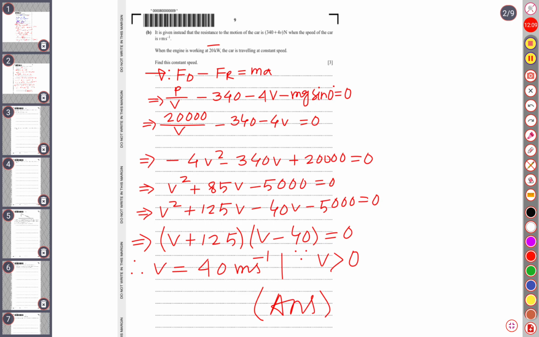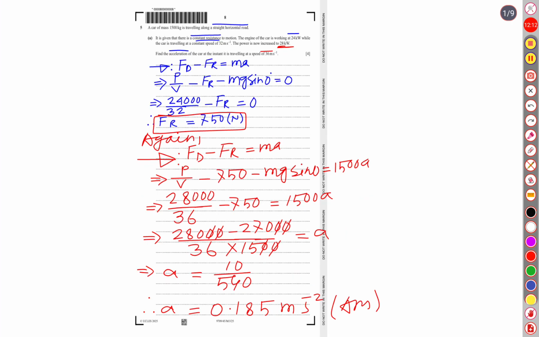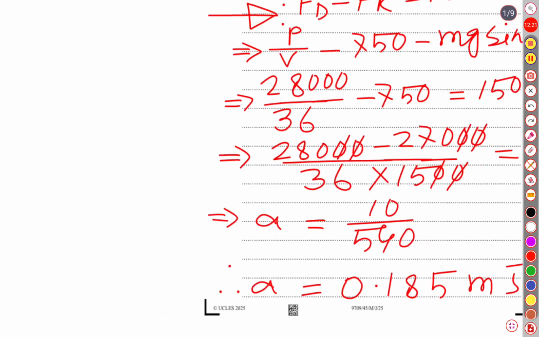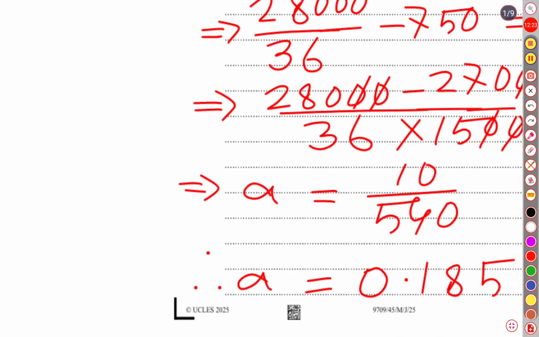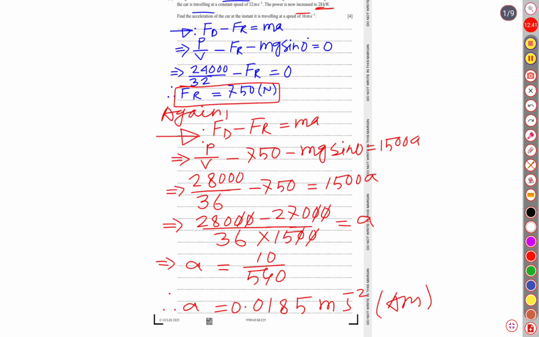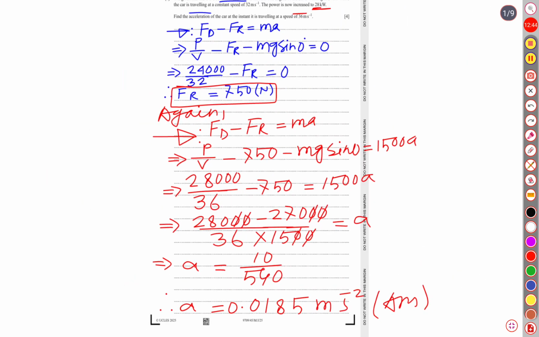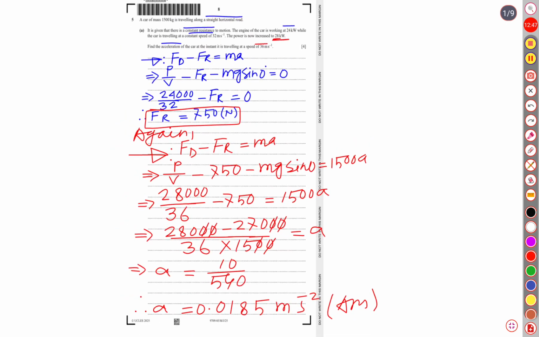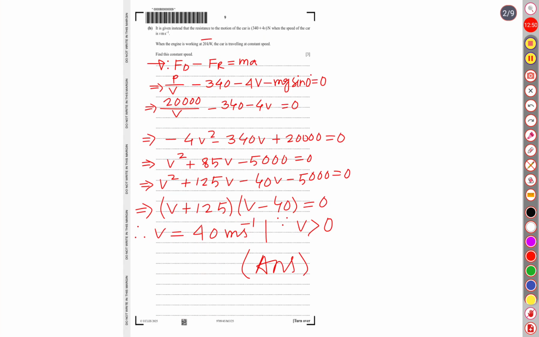Let me show the previous page again. Here, I made one mistake. It is 0.0, so let us write 0.0185 up to three significant figures. So these are the solutions to the different parts of this question, which is very easy and simple. You can do it yourself even.